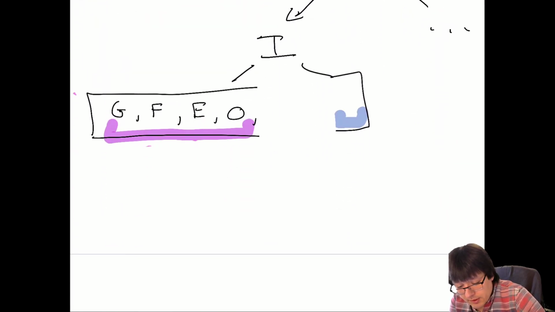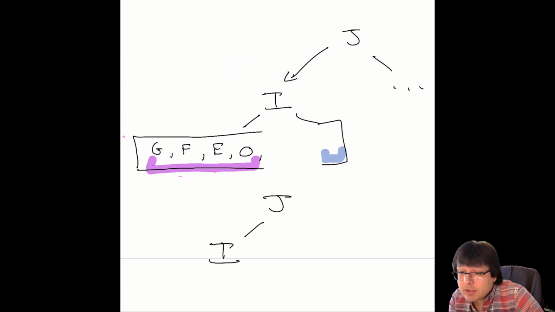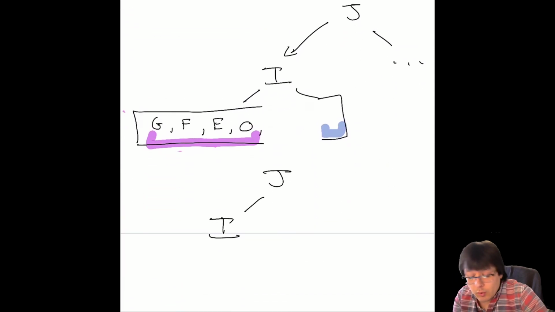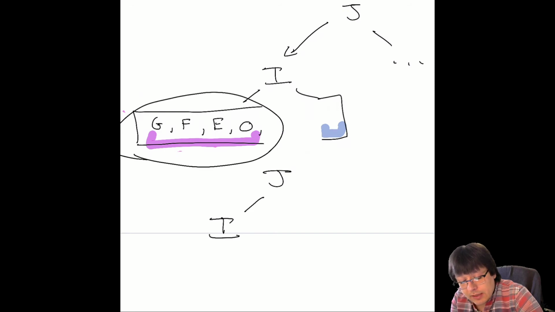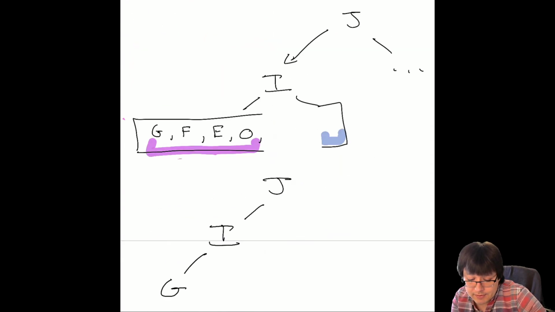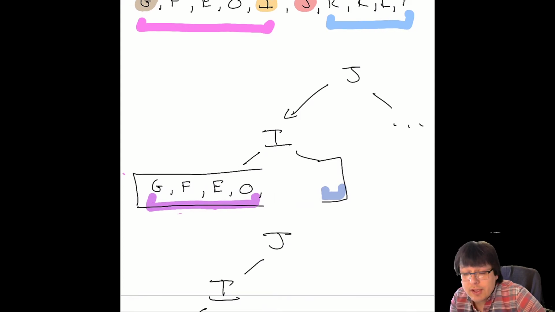So building on from this, the next step says that it's a child. Now, is it a left or a right child of I? Well, we already determined that all of these letters have to be to the left of it, and there's nothing to the right, so it has to be a left child. So that's where G is going to go, because that's the next letter. And now, yet again, we have to see where F, E, and O go.